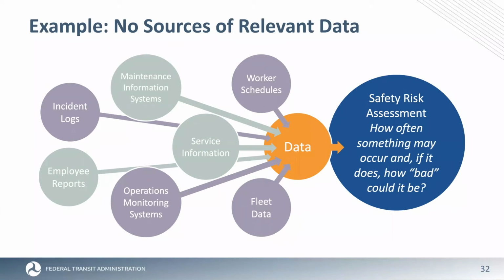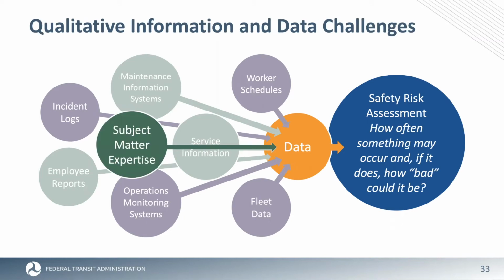And for individuals that have been in that position, this can make you really uncomfortable as you're assessing safety risk, right? How am I supposed to tell how often something is going to happen or how bad it could be if I don't have any direct, quantifiable numbers that I can associate with this potential consequence? And this is a situation in which a lot of agencies, and Federal Transit Administration included, will rely on subject matter expertise when there is no other data available to support the assessment.